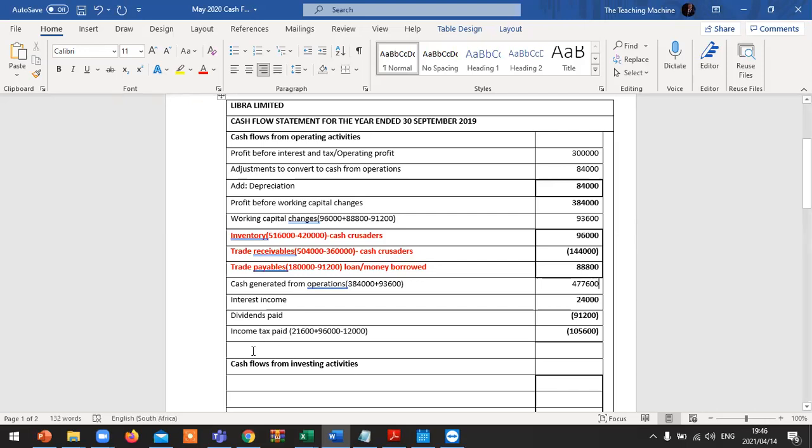But now we need to get the total. Here we're going to say 477,600 plus 24,000 minus 91,200 minus 105,600. What is cash flow from operating activities? How much is cash flow from operating activities? I'm getting 304,800. Any questions?